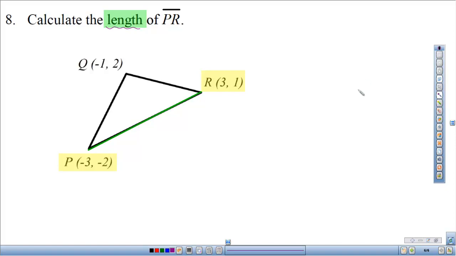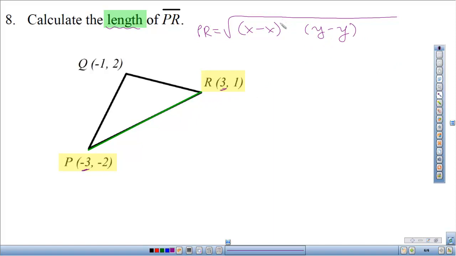In other words, if we want to know the length of segment PR, it's a big old square root, and what we're going to do is what? Subtract the x's from our endpoint. That's going to be the -3 and the 3. We're also going to subtract the y's, so we'll subtract those. That's going to be the -2 and the 1.